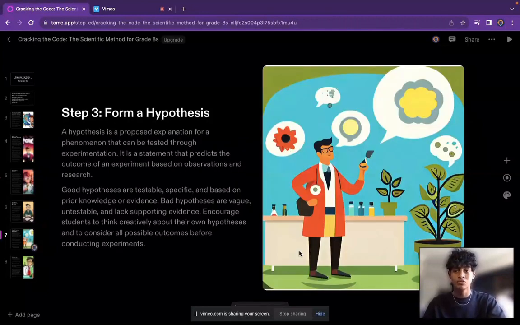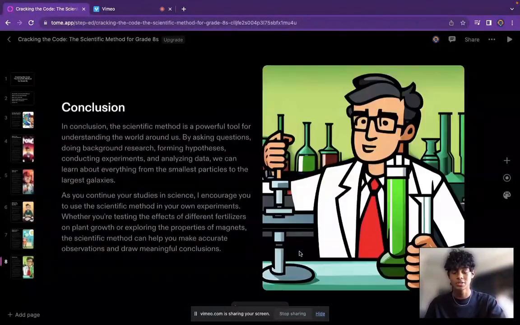Step 3. Form a hypothesis. A hypothesis is a proposed explanation for a phenomenon that can be tested through experimentation. It is a statement that predicts the outcome of an experiment based on observations and research. Good hypotheses are testable, specific, and based on prior knowledge or evidence. Bad hypotheses are vague, untestable, and lack supporting evidence. Encourage students to think creatively about their own hypotheses and to consider all possible outcomes before conducting experiments.